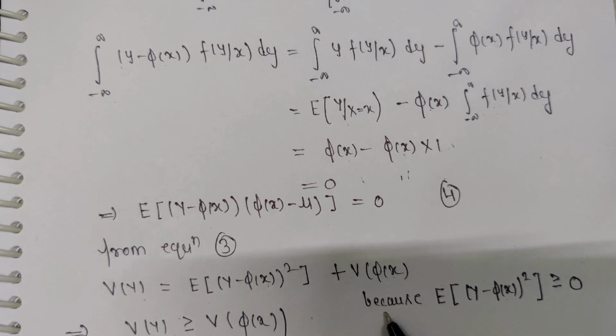So this is the proof. That means if we use a sufficient statistic with an unbiased estimator and define the new function phi(X) by the conditional distribution structure, then we get the minimum variance unbiased estimator by the Rao-Blackwell theorem.